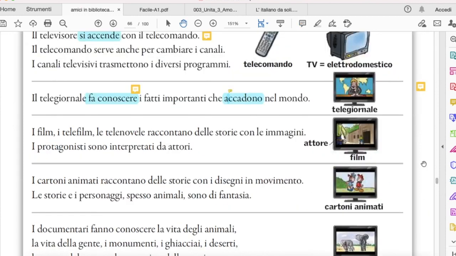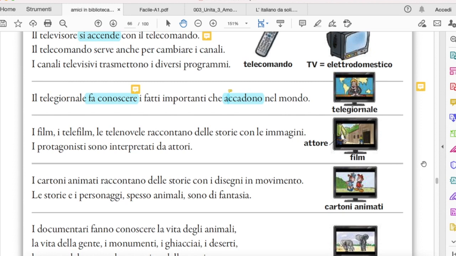Here, i film, i telefilm e le telenovele raccontano delle storie con le immagini, images. I protagonisti sono interpretati da attori, interpreted by actors. I cartoni animati raccontano delle storie con i disegni in movimento. Disegni in movimento being animated cartoons. And that's, i cartoni animati. It's the same thing, right? So disegni, it's drawings in movimento, moving, so kind of like animated drawings. Le storie e i personaggi spesso animali sono di fantasia. They're fictional characters and fictional stories.